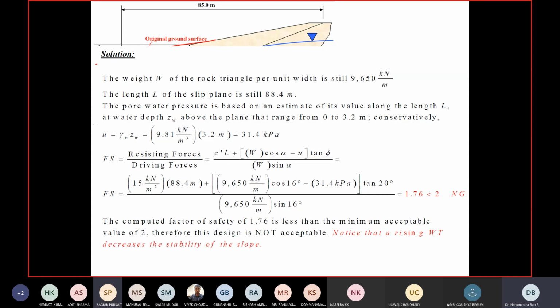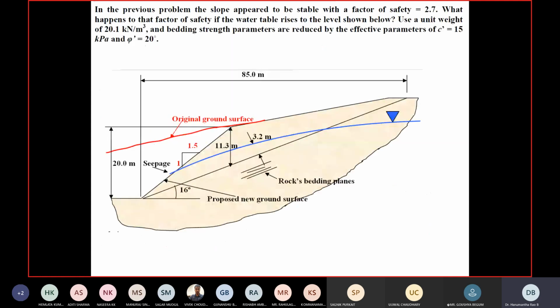Sir, here phi is phi dash, na? Yeah, phi is phi dash. Okay, sir. But here there is an assumption. Wait a minute. So yeah, C dash is 15 and phi dash is 20.